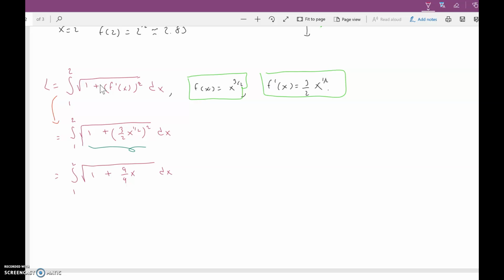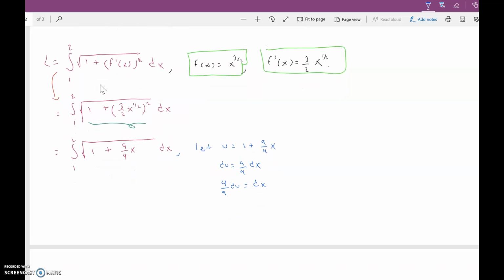Let me see if I can simplify it anything from the actual. We could, but I think we can just do a u substitution and have that constant absorb it on the outside. So let me just let u equal to 1 plus 9/4 of x. So then du is equal to 9/4 dx. So 4/9 du is equal to dx. And then we'll do the limits of integration in a minute.